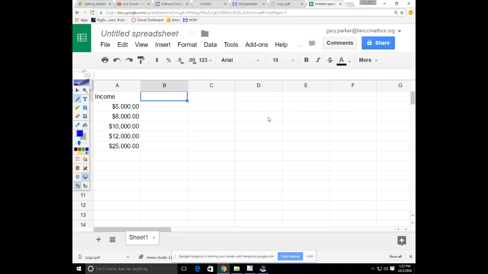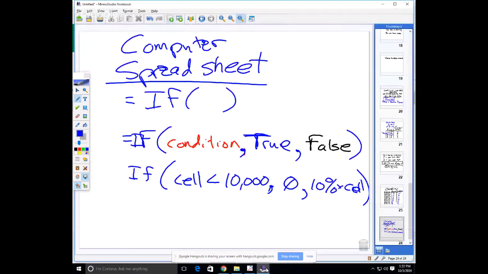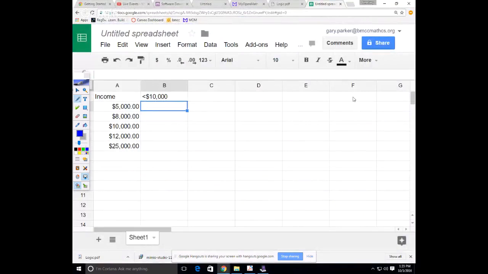I want to check to see if the income is less than $10,000. And so I'm going to use that statement I just went over. There's two ways to make that happen. If you already know how to type it, you just start typing whatever you need to type. If you're not sure how to type it, there's an insert function wizard here somewhere, right here.